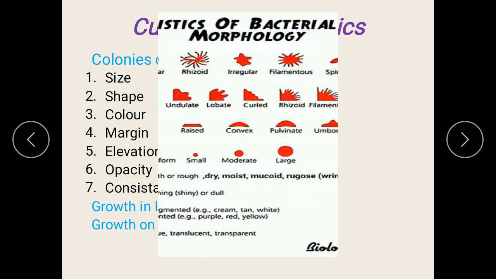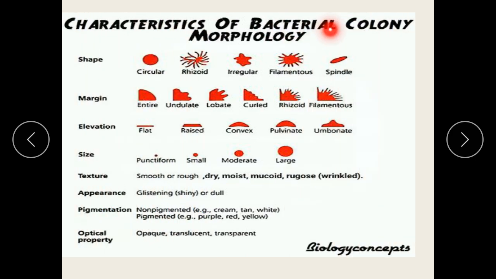So let's talk about the cultural characteristics of a bacterial colony on an agar surface. The shape can be circular, rhizoid, irregular, filamentous or spindle. So these are the different shapes one can observe on a solid plate. The margin of the colony can be entire, undulate, lobate, curled, rhizoid or filamentous. So these are the different types of margins the colony may have.